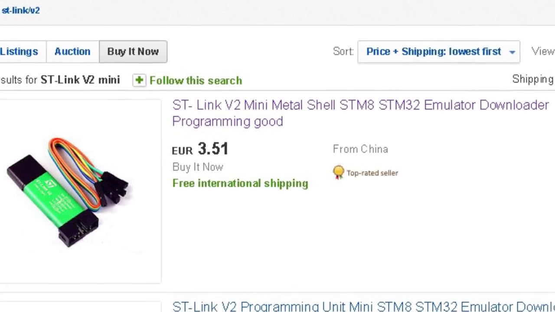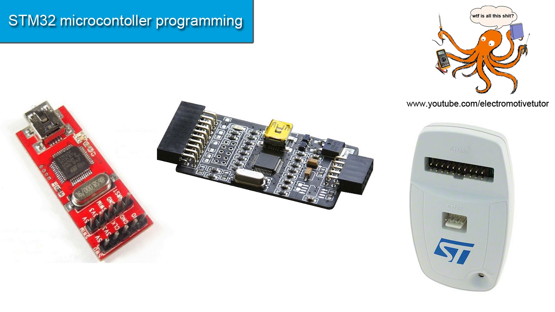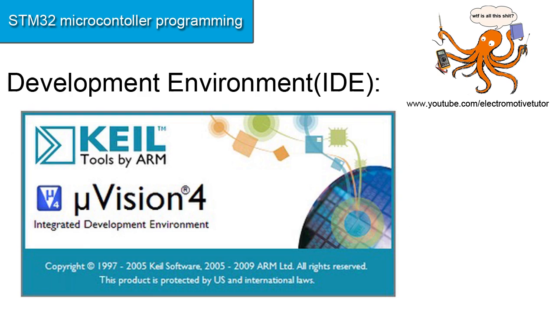I bought mine on eBay for about 3 or 5 bucks. Though other types of programmers are very similar and it's easy to switch from one to another. The development environment I will use is KEIL Microvision, but in next videos you can use whatever is comfortable for you, since it will be more about the code than the environment.